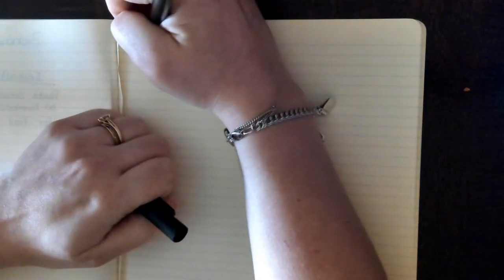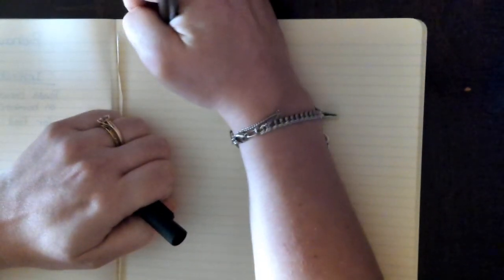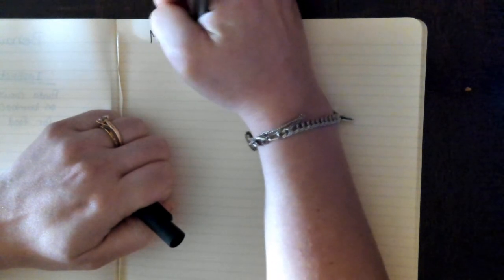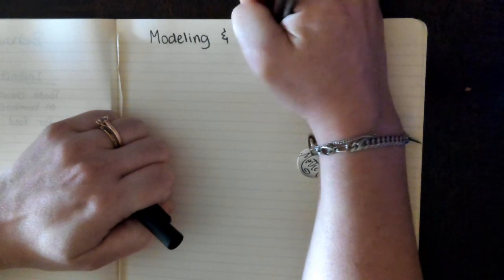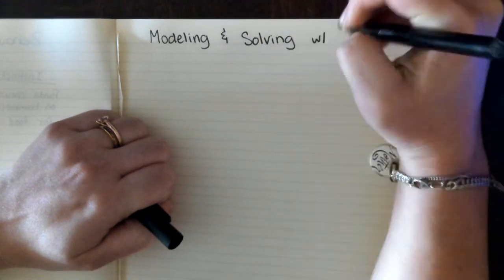So get out your journal. Get out your journal, title the page, or just find a new page, and we're going to title it Modeling and Solving with Decimals.